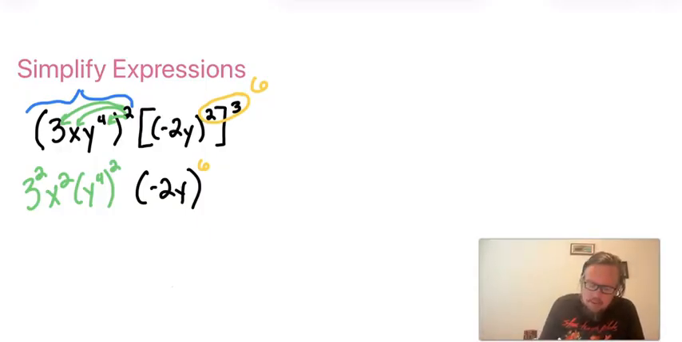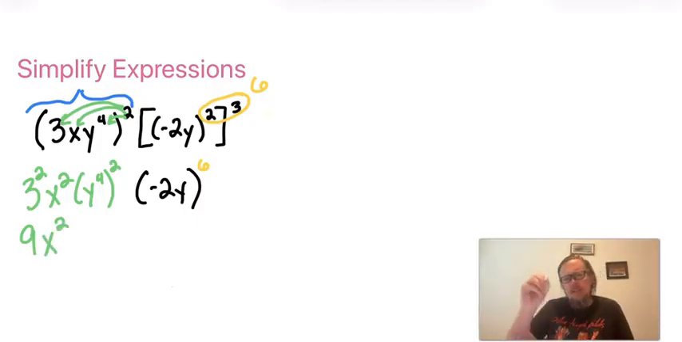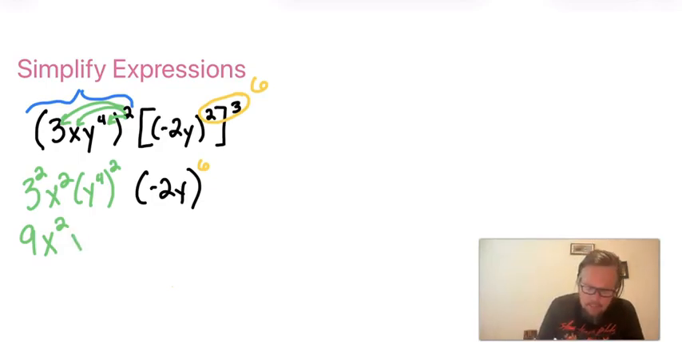So let's go ahead and multiply. 3 squared is 9. X squared, of course, is just going to stay x squared. And then our power of a power rule says that y to the 4th squared is y to the 8th.